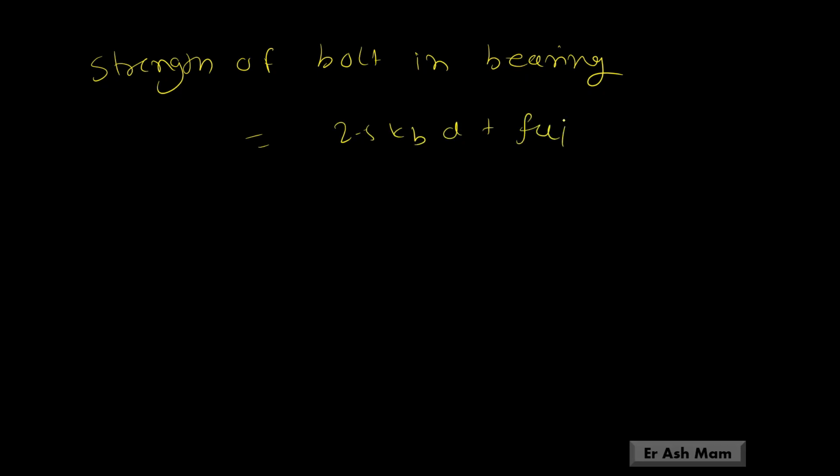Strength of bolt in bearing. We know that formula is 2.5 kb d t fu plate upon gamma mb, where kb equal to 1, just assume. Diameter is 20 mm.